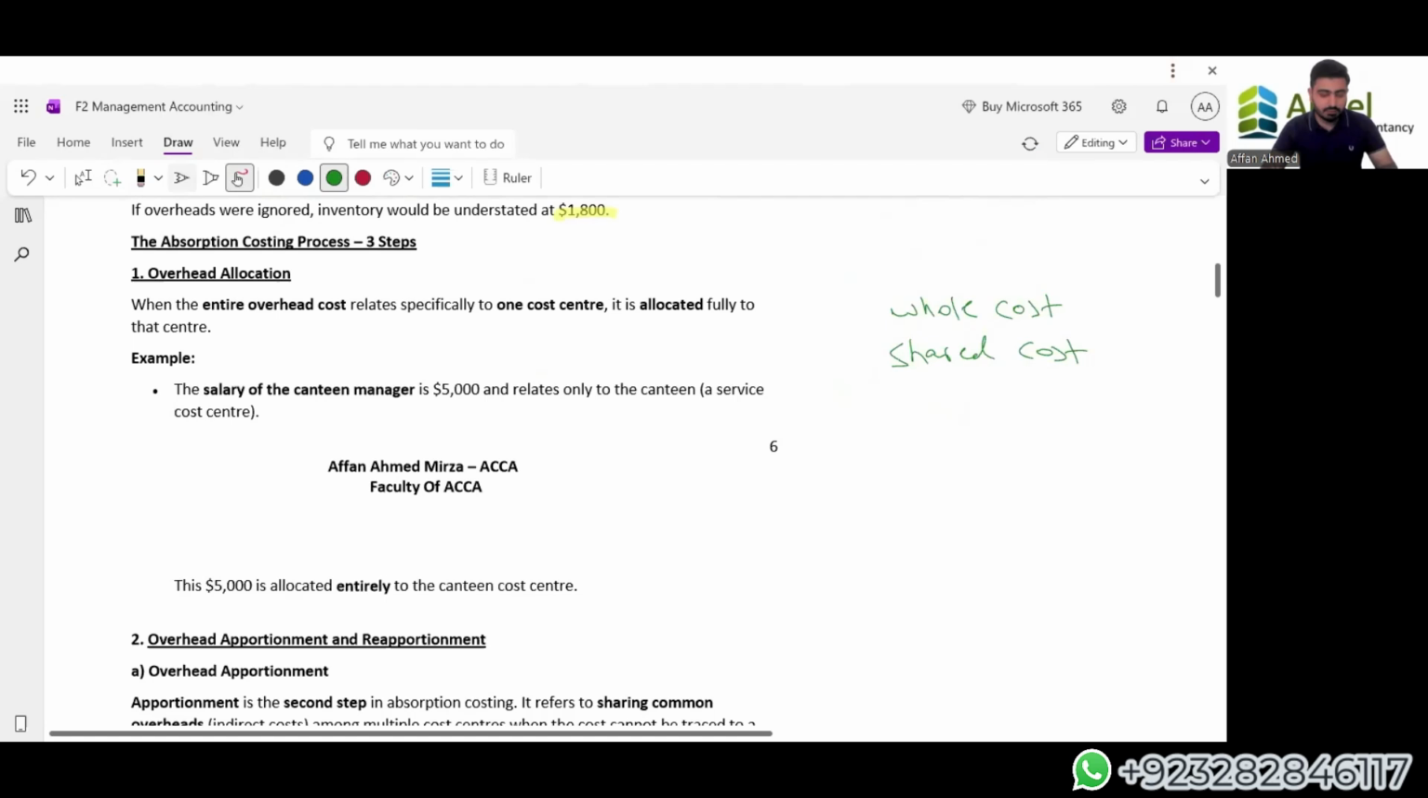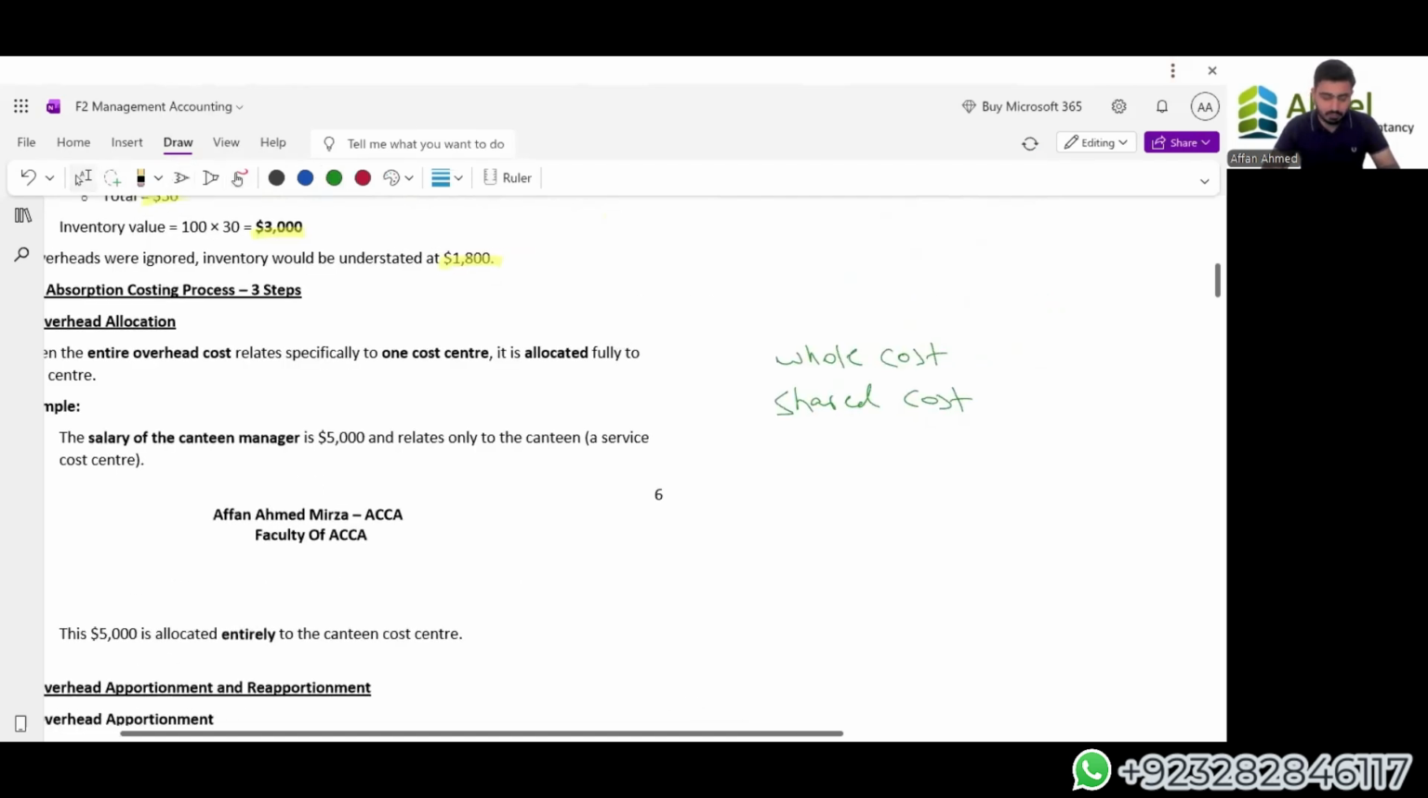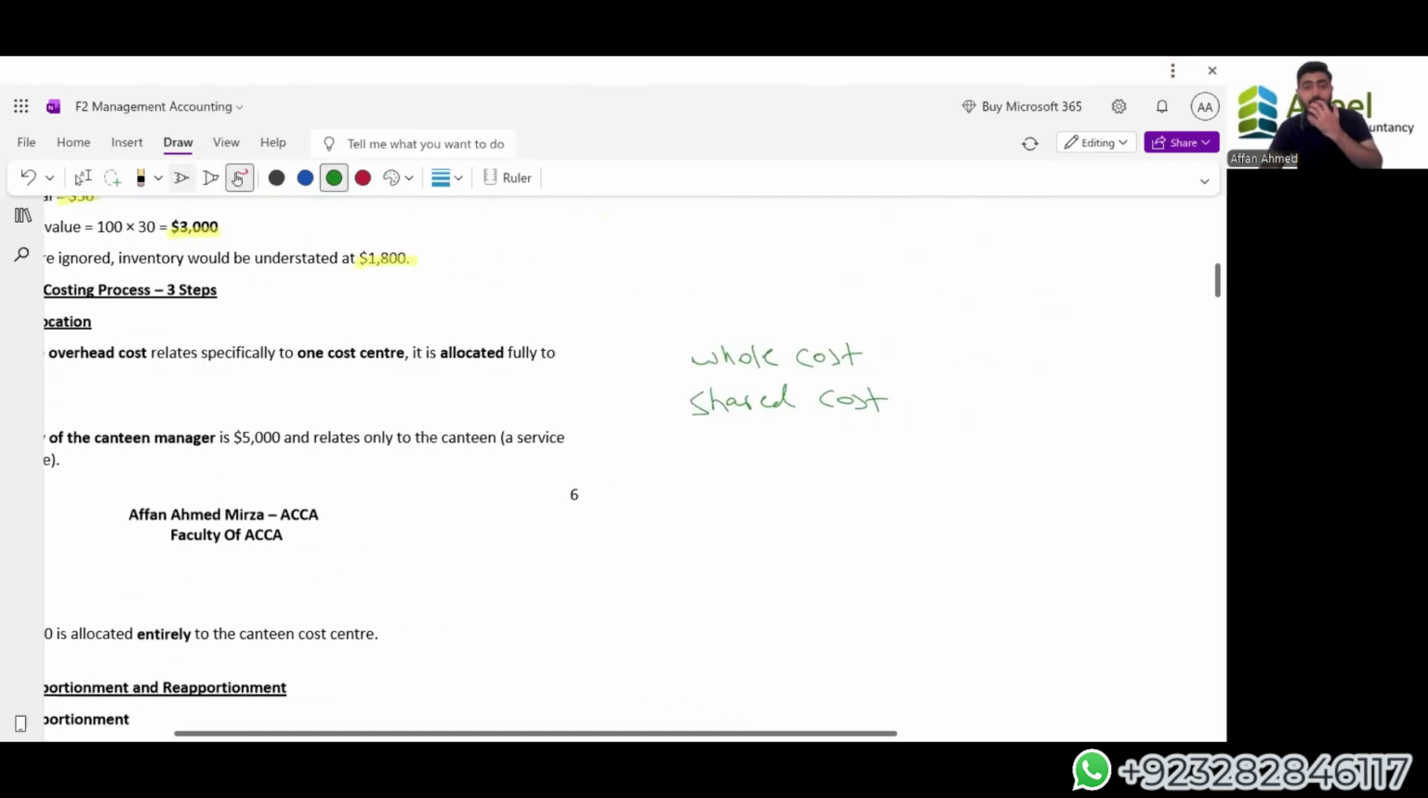Okay. I'm going to give you one example that is going to help you understand when to apportion, how do we allocate and when do we allocate? Now, whole cost is a cost that can be taken as an example of a burger. Normally, one person purchases one burger for himself. Okay, he won't share it with anyone else, right? And the shared cost can be a pizza.